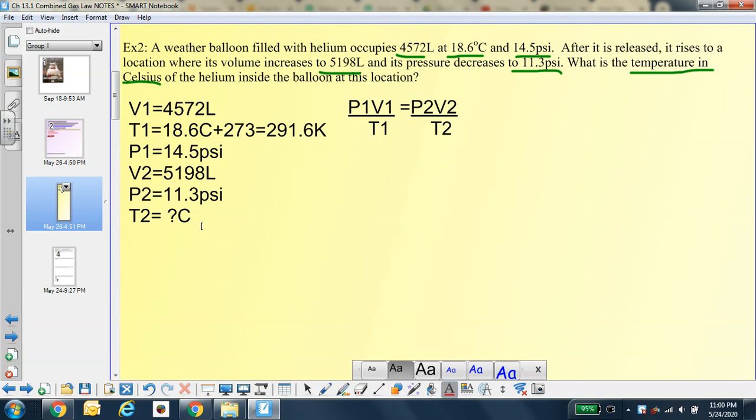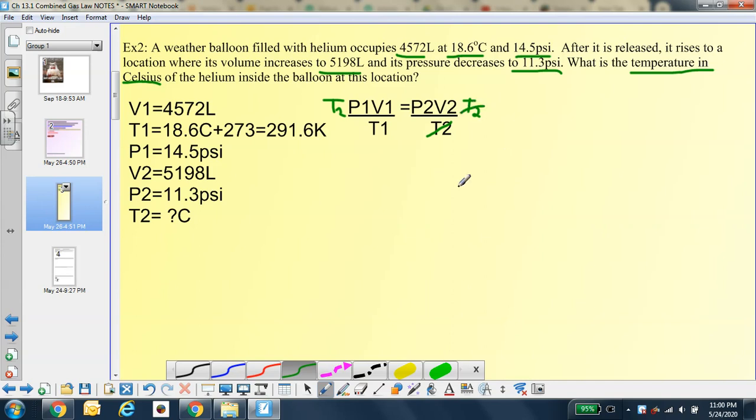Okay, so here's our formula. Now we need to solve for temperature 2. Now look at where temperature 2 is. It's down in the denominator position. Look at where it's at. It is needing to be moved into numerator position on both sides, so it cancels here. Now that it's in the numerator position, I have to deal with all of this other stuff here, the P1, the V1, and the T1.